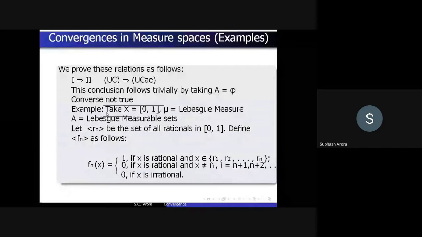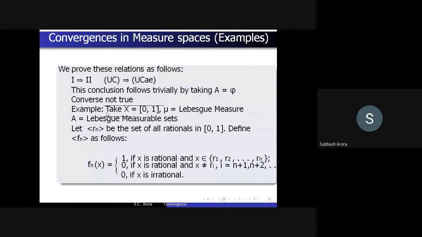A set A is said to be Lebesgue measurable if mu of A is equal to mu of A intersection E plus mu of A intersection E complement, for every E belonging to the algebra.